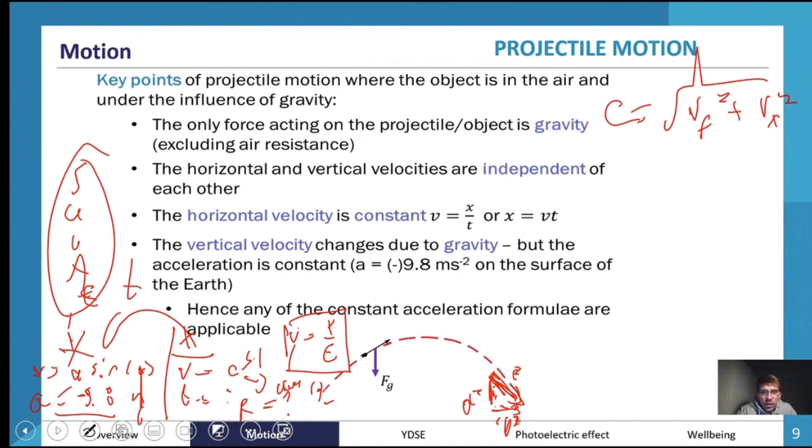Now, if the horizontal velocity has already been given to you, how do you find the vertical velocity? Well, you can use SUVAT, as I said. Usually you can use v is equal to u plus at, or you can use v squared is equal to u squared plus 2ax. Any of these formulas you can use to find the value of the vertical component of velocity.